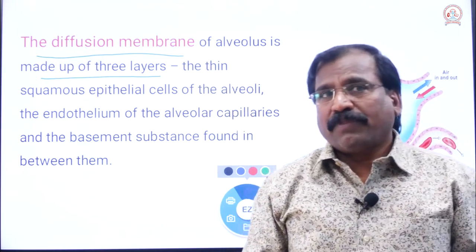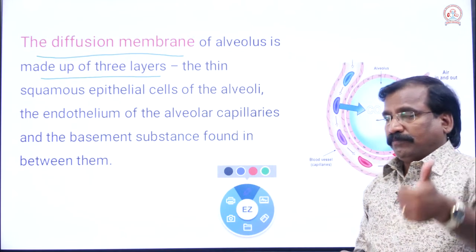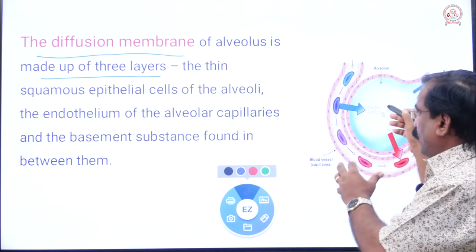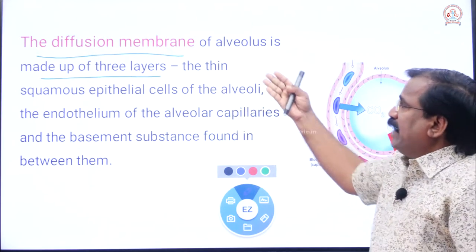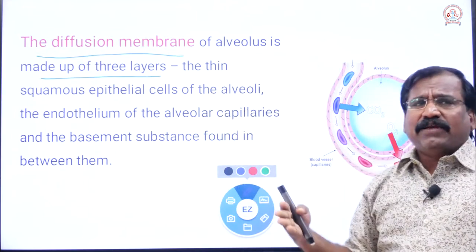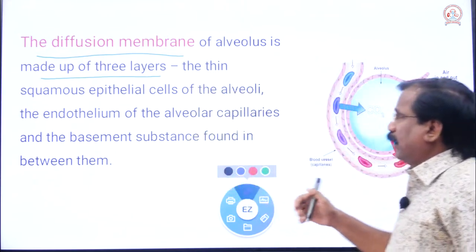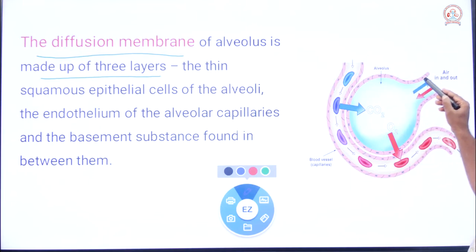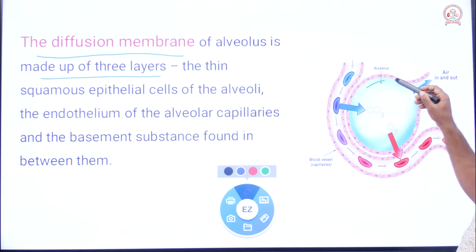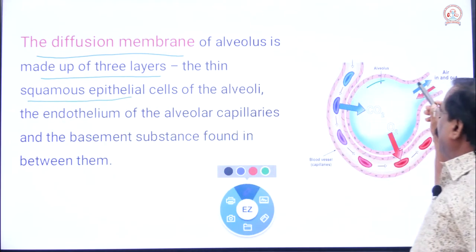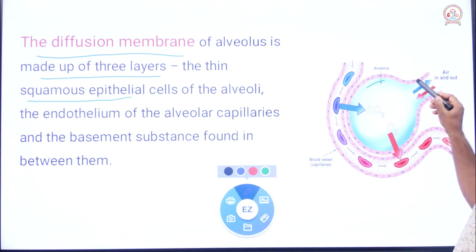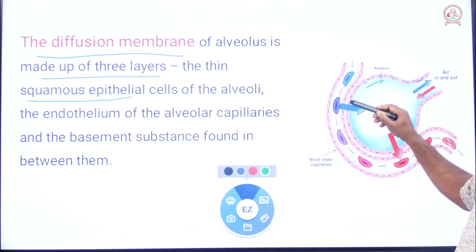Okay, do you all understand what I am telling? Fine. The layers through which the gas penetrates form the diffusion membrane. Here, three layers form the diffusion membrane. Listen carefully. This greenish one is the alveoli, which is surrounded by the squamous epithelium. The pink color layer you see here is the squamous epithelium.